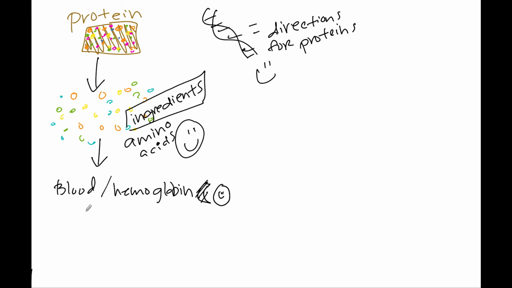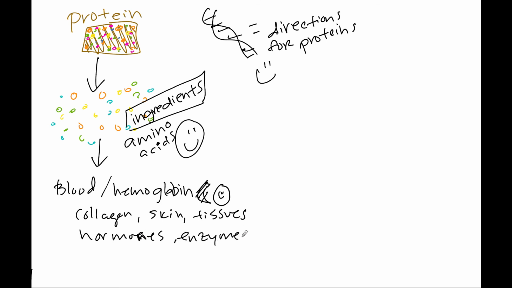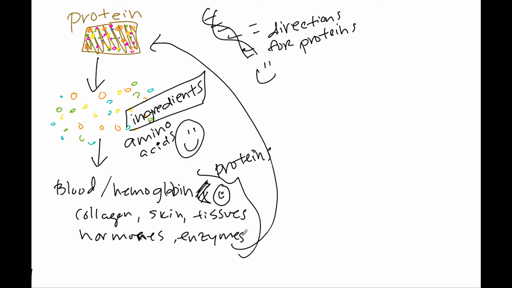We need it to make collagen for our skin, tissues, genes, hormones, and enzymes. Enzymes are the ones that break this down in the first place, right? So we need these proteins for many, many reasons. These are all types of proteins.